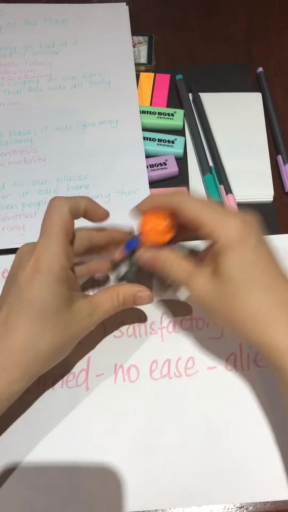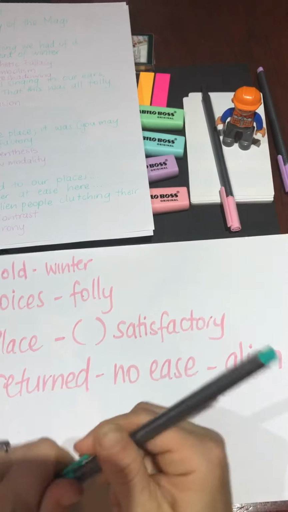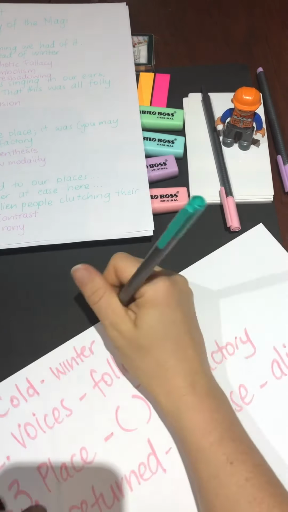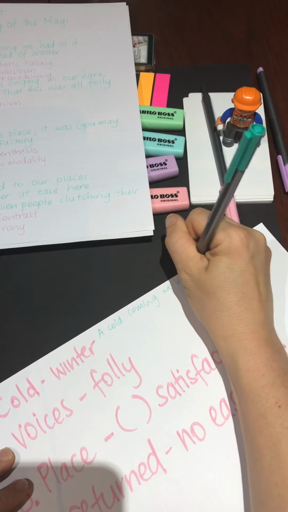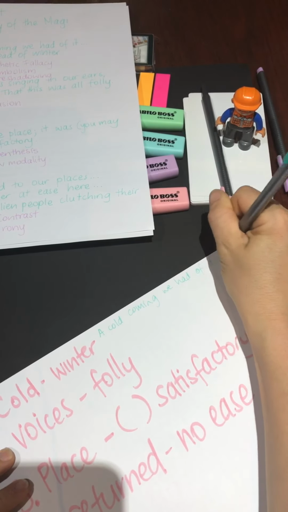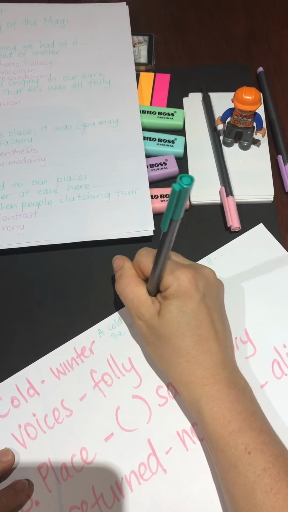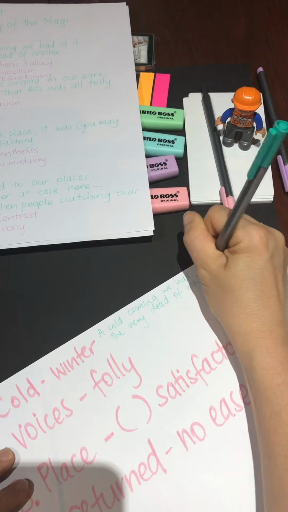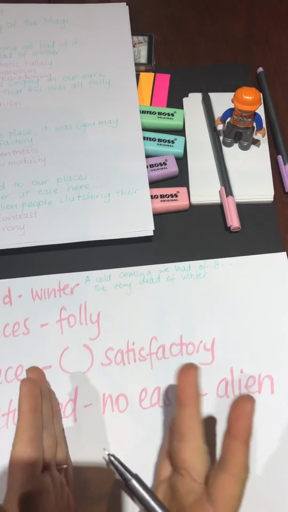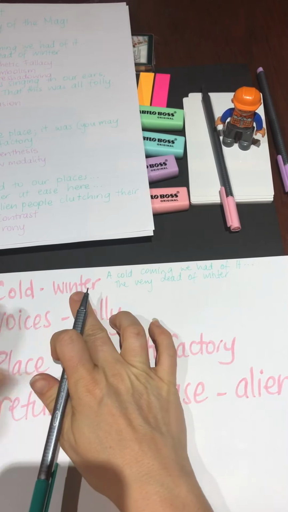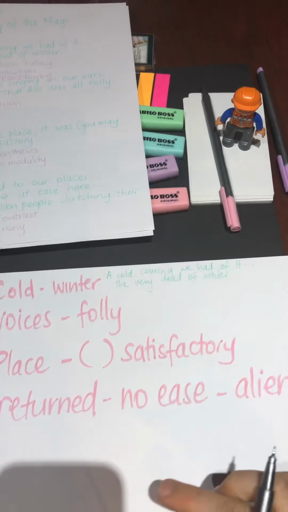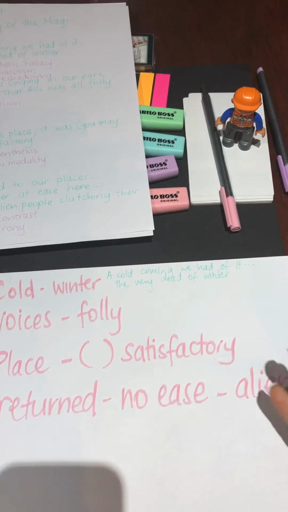And as I am studying, I will take the condensed version and then I will write it out again. So, a cold coming we had of it, the very dead of winter. And I would do this over and over, and then I would break it back down again. Cold, winter. Just like if I was doing the method of Loki, I'd break it back down just to the picture again. And then I would expand it back out again.